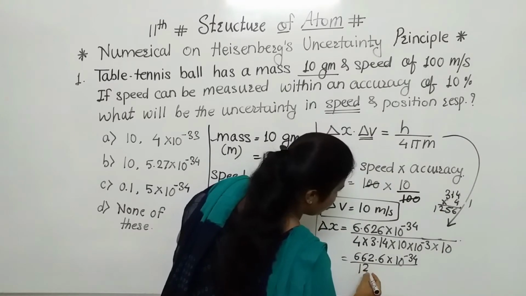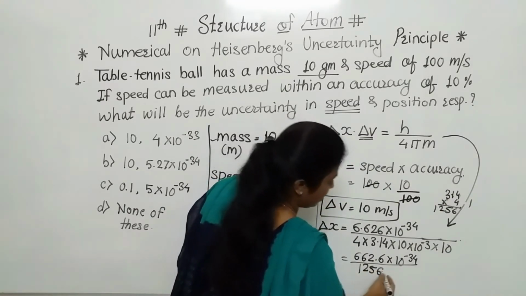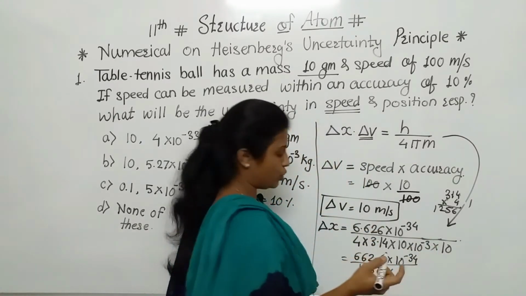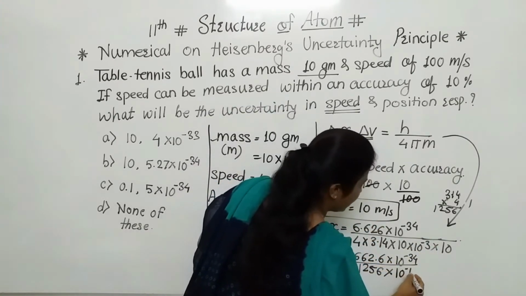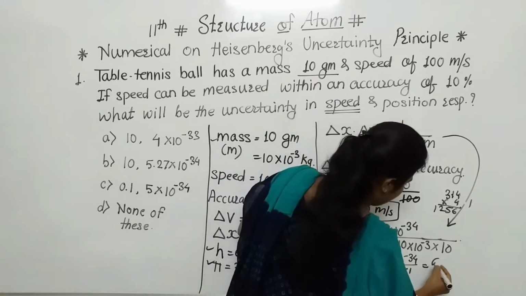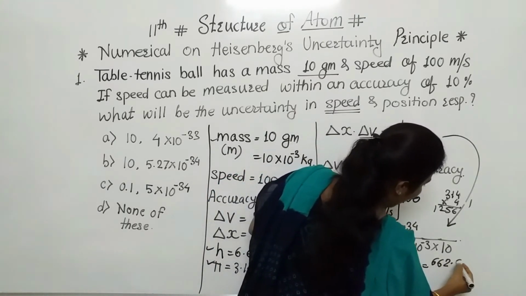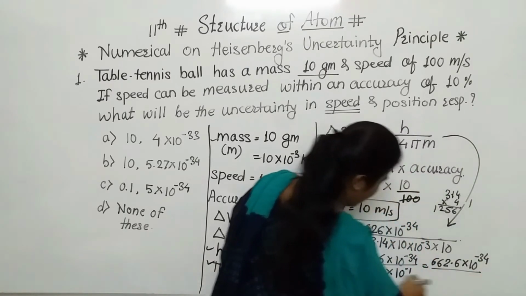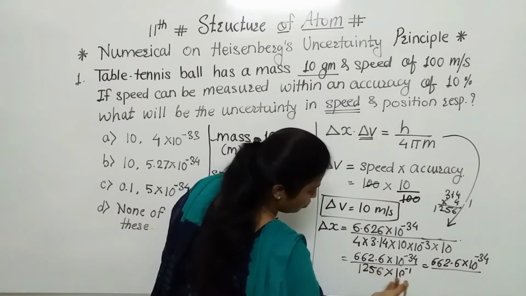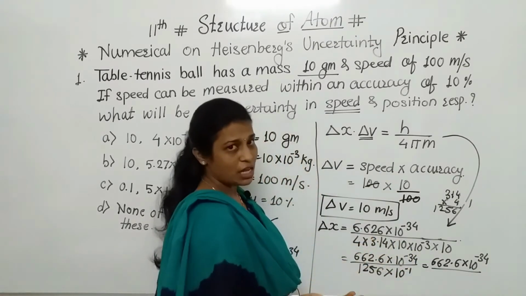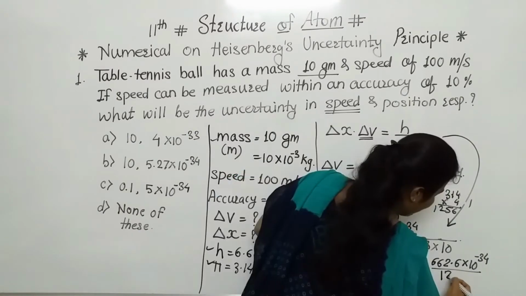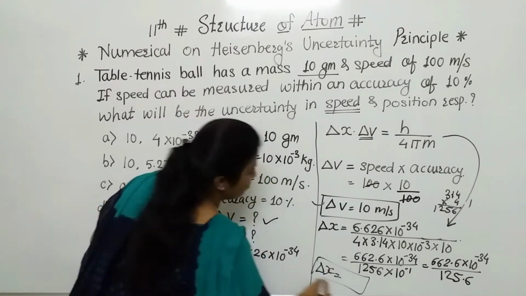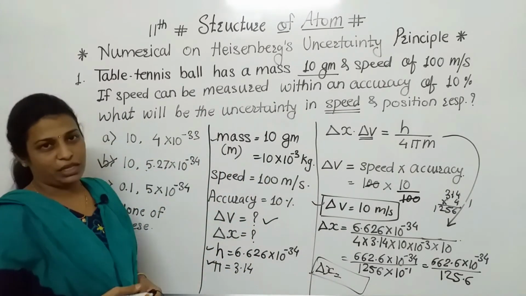So here 12.56 will be there into 10 raised to 2 into 10 raised to minus 3. So it will be 10 raised to minus 1. So finally, 662.6 into 10 raised to minus 34 divided by... one decimal we are shifting, we are giving the decimal because of 10 raised to minus 1. What will be the value? 125.6. After this calculation we will get the answer. That answer is option B. That is the correct one.